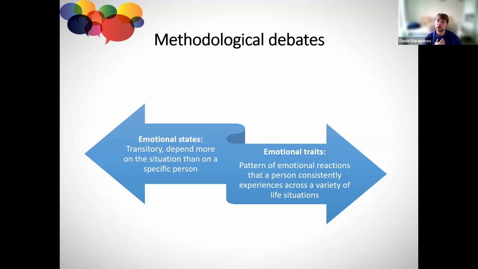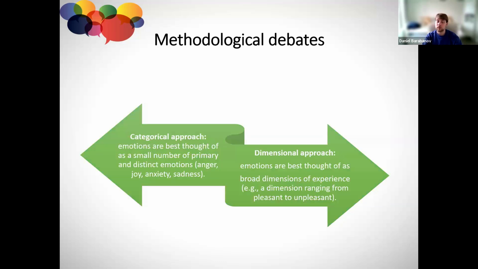So how should we actually research it? Should we focus more on the situational aspect of emotions, studying emotional states, or should we study emotional traits? It's quite a debate inside the psychology of emotion. Another debate, one of the hottest in this field, is how we should study emotion in general. So there is a categorical approach and a dimensional approach.